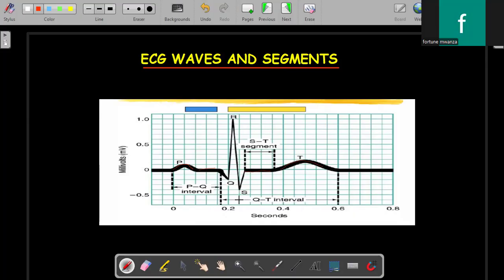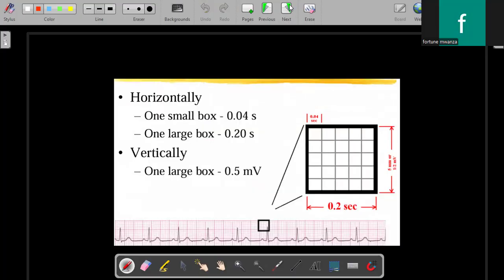Here you can see some of the segments as intervals. There's a QT interval there, then there's a PQ interval, and the ST segment, and the waves have been shown there. There's the R wave, the P wave, and the T wave there. Another thing you need to take note of is this.